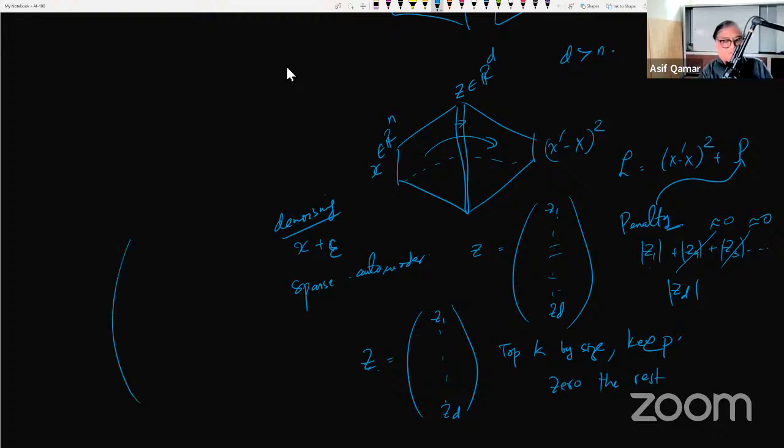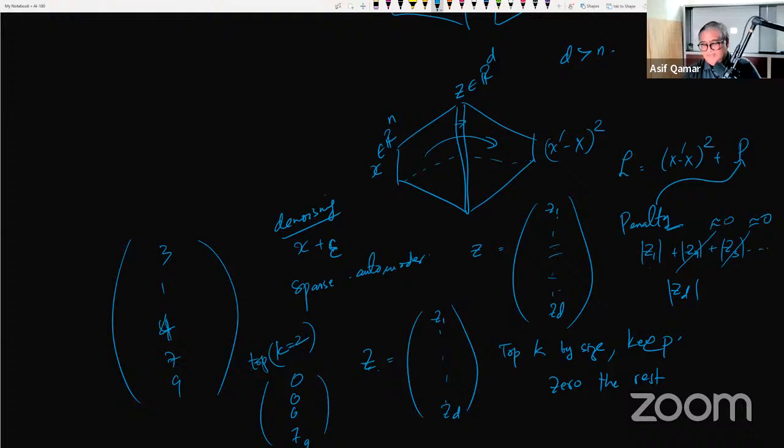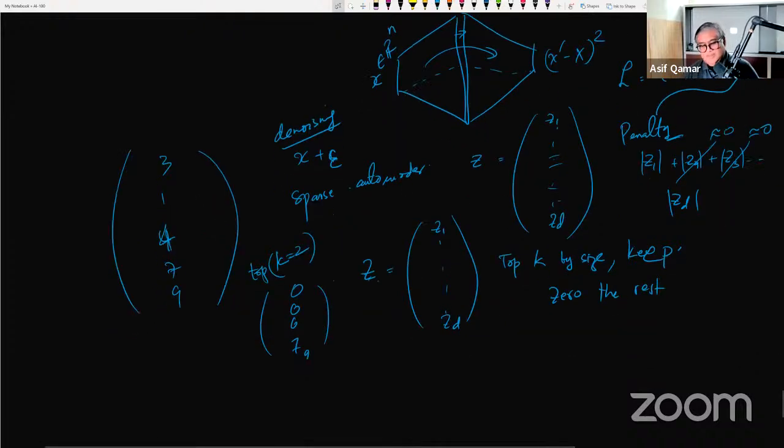As an illustration, suppose I have a vector 3, 1, 4, 7, 9, and I say top k is equal to 2. So what will this vector become? This vector will become 0, 0, 0, 7, 9. Does this make sense?